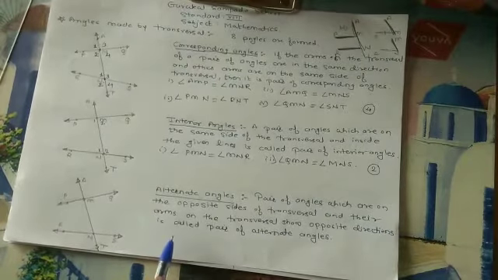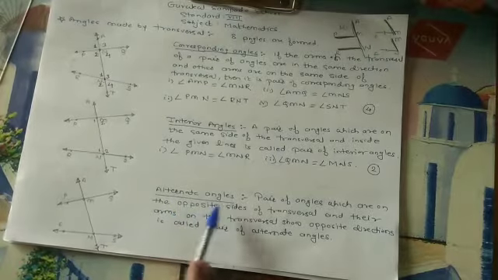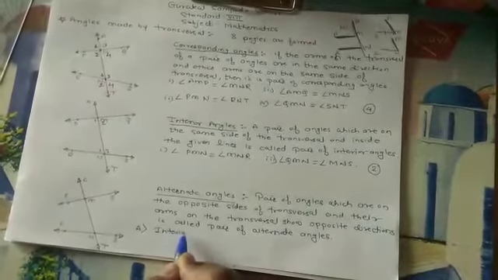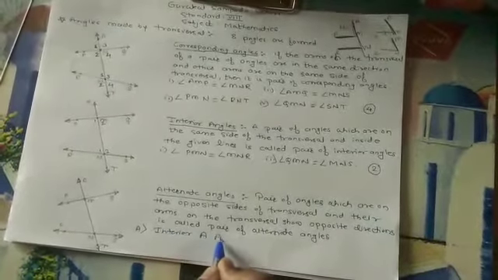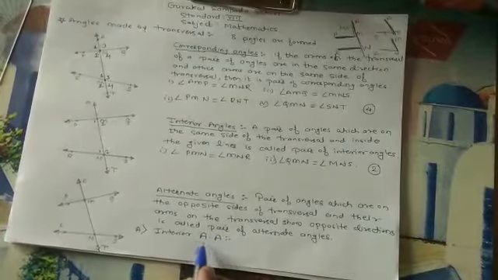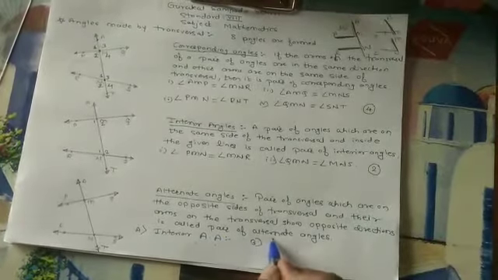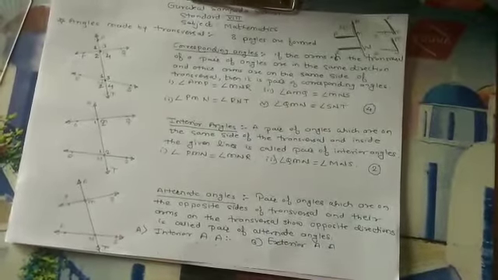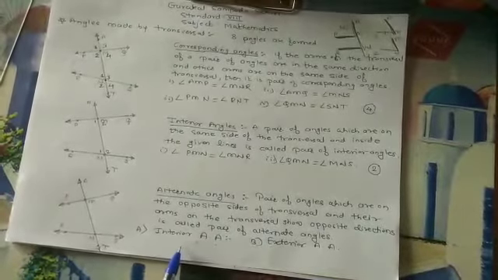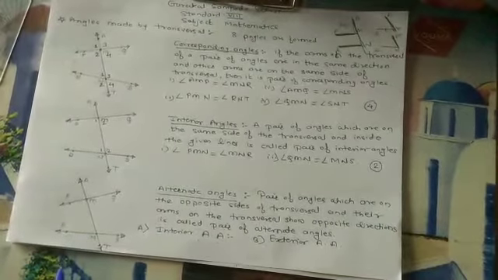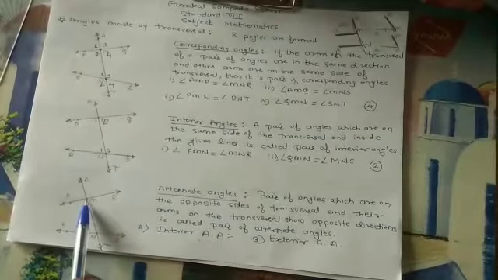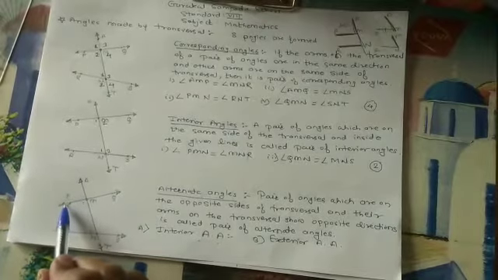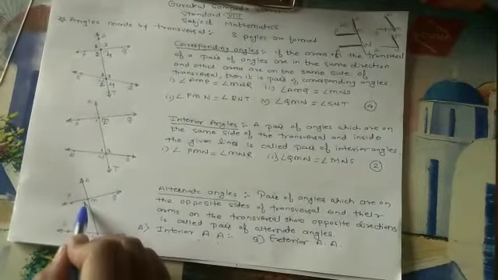In that, again two subtypes are there. The first type is interior alternate angles, and the second one is exterior alternate angles. First we study the interior alternate angles. We are considering the opposite side. Suppose the first angle, we are studying the interior, meaning in between the two lines. So first is PMN.